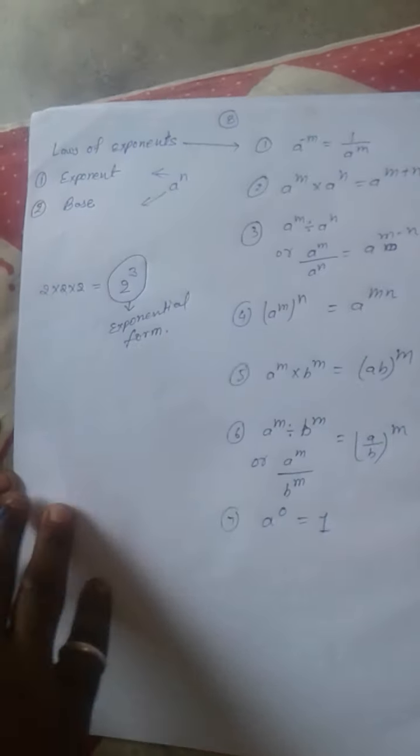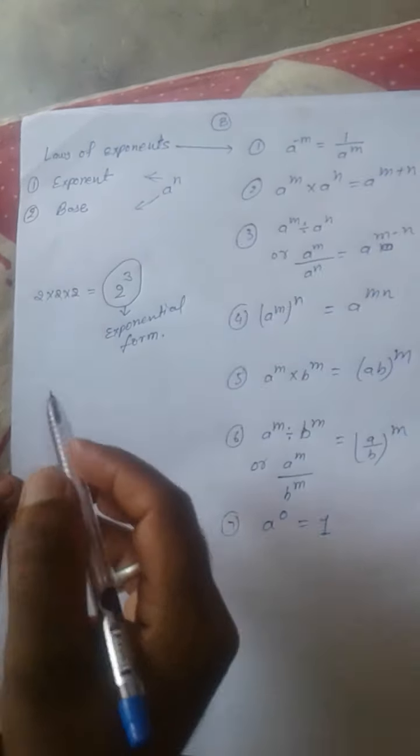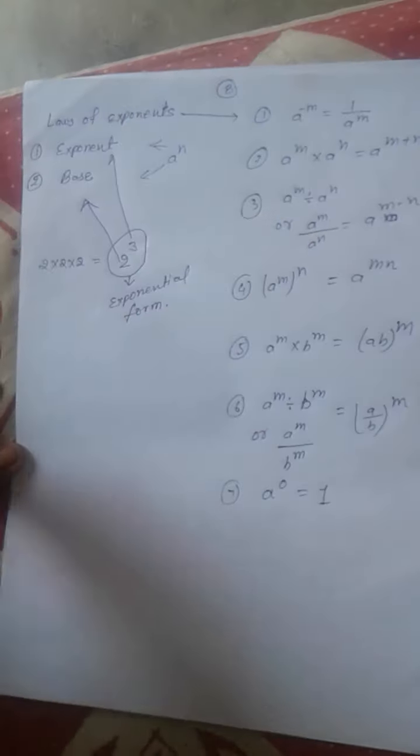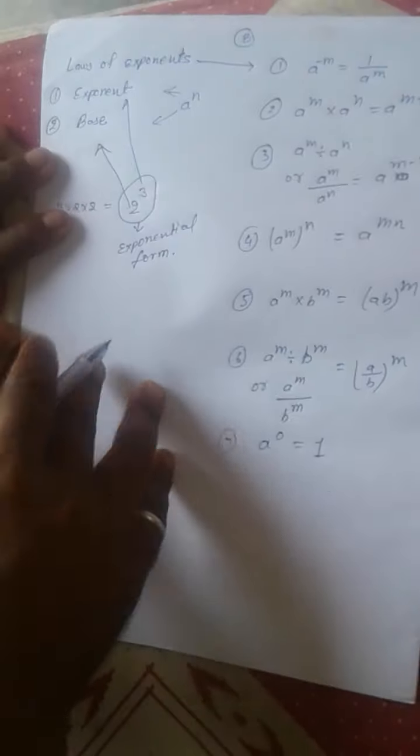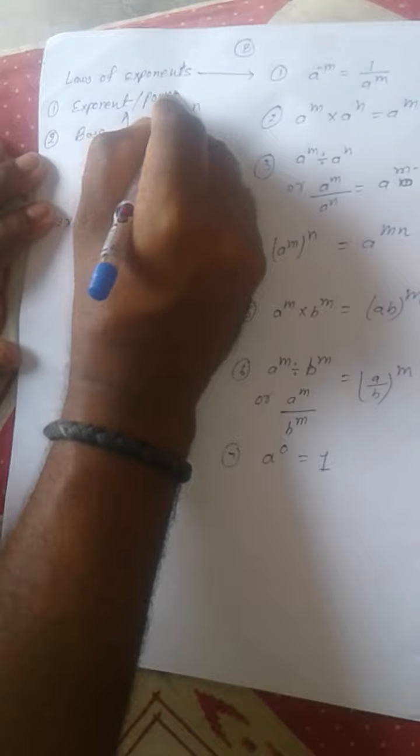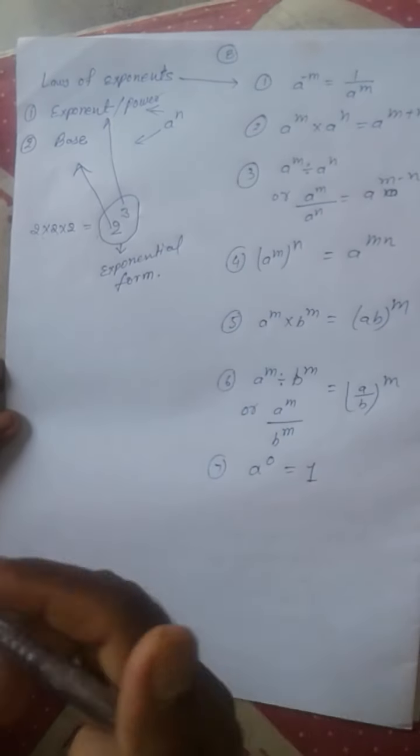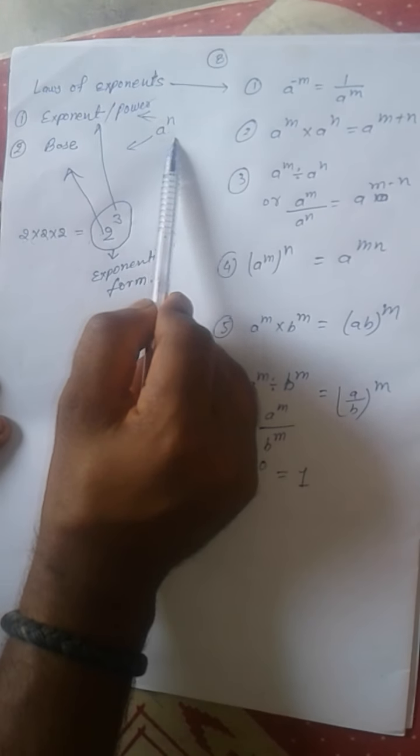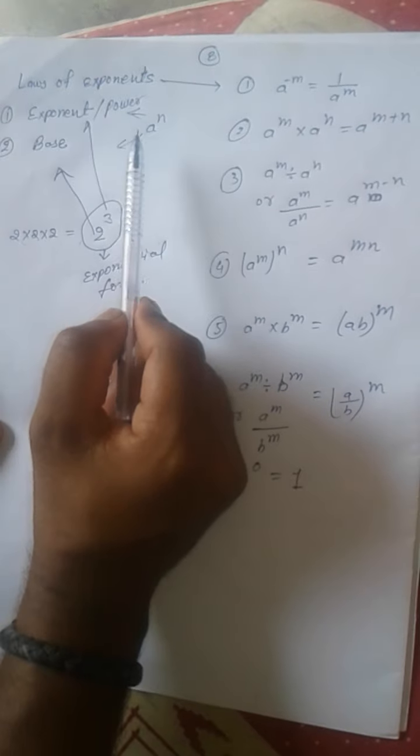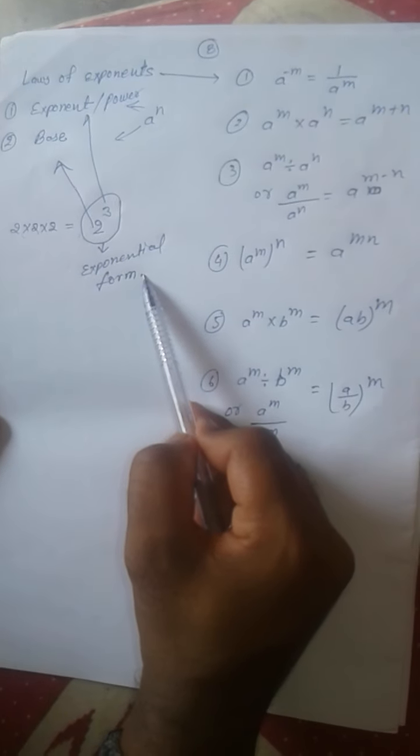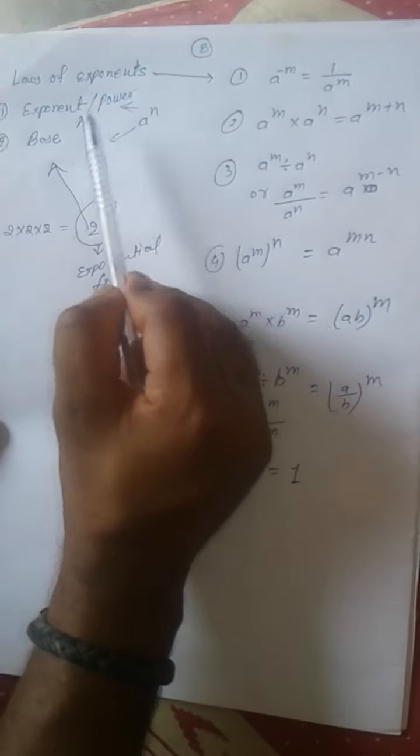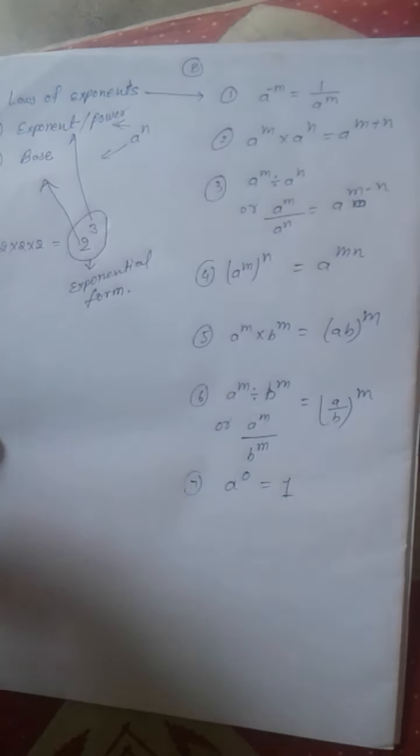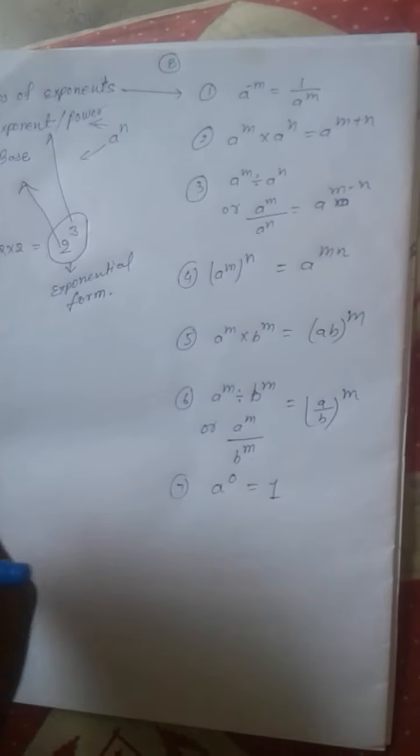In this exponential form, this 2 is called base and this 3 is called exponent, or this exponent is also called power. Generally, we can say that the number which is written in the form of a to the power n is called number in the exponential form, and here a is called base and n is called exponent or power. Now we'll discuss what are the laws of exponent.